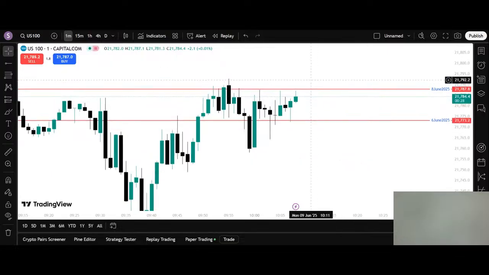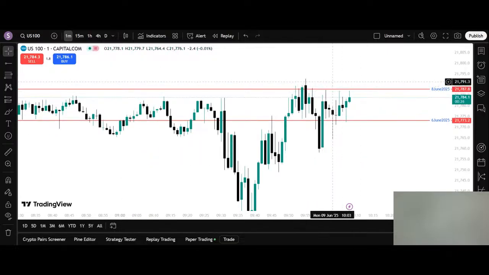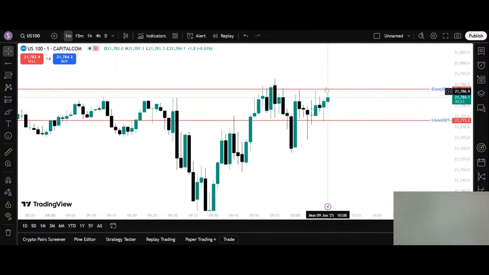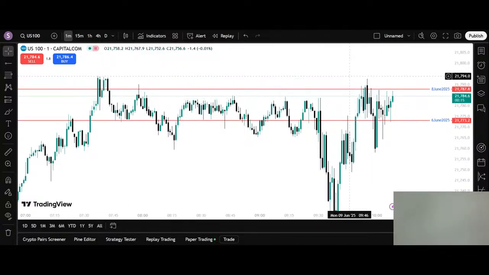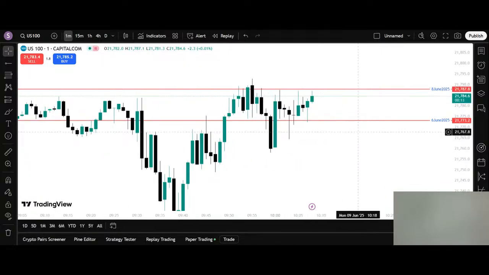I want price to break this high with strong bullish candles, thick bullish candles, and stay there. As you can see, this high, this high. These red lines are the new week opening gap, the gap from the Friday of last week and the Monday of today. Now it's just wait.